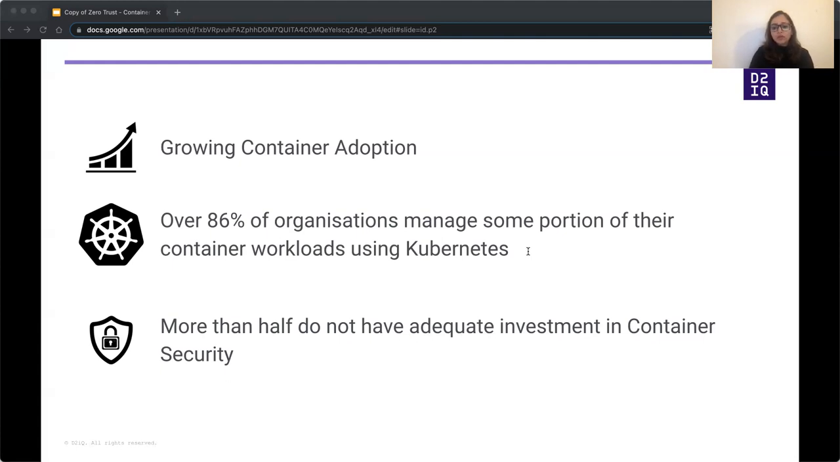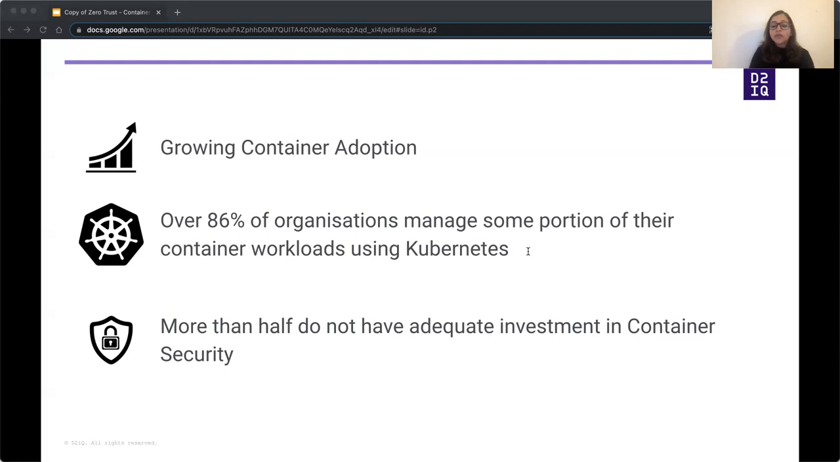In the same survey, over half of respondents stated that their organization does not have an adequate investment in container security. Without a strategy in place, this can quickly cause delays in adoption of Kubernetes or even serious security incidents.